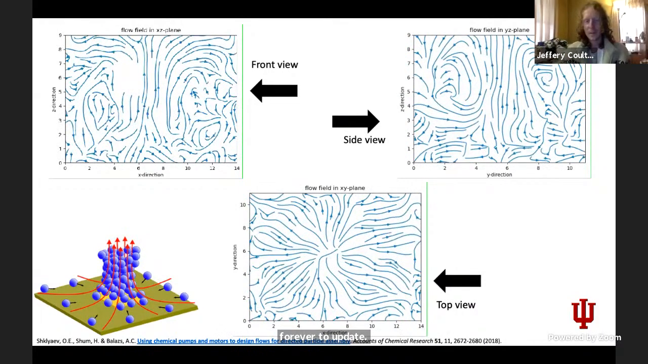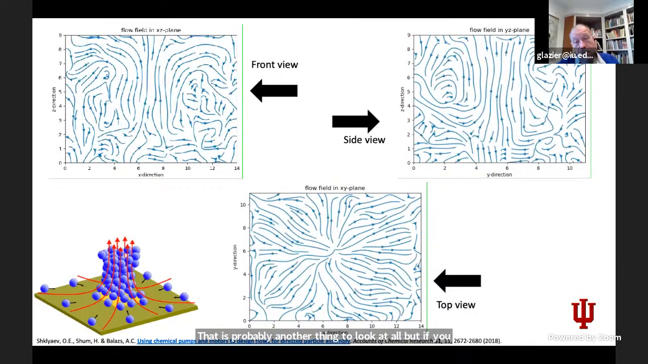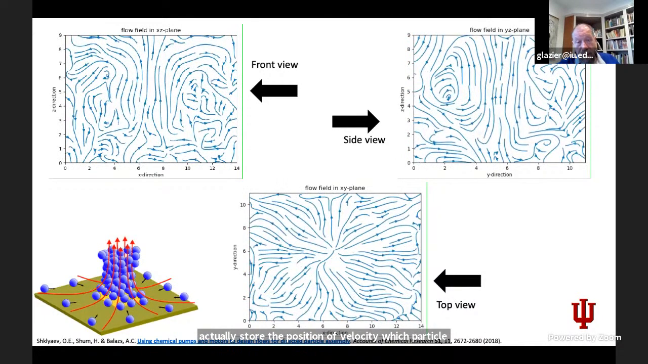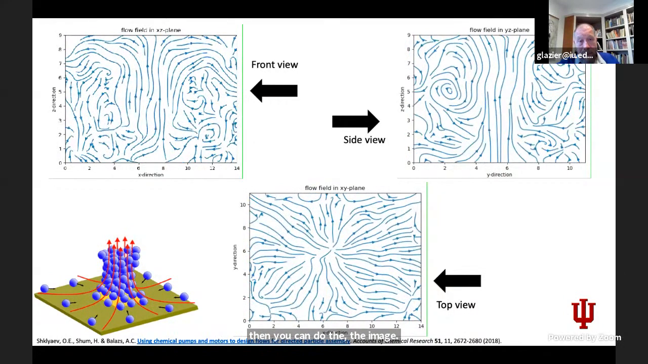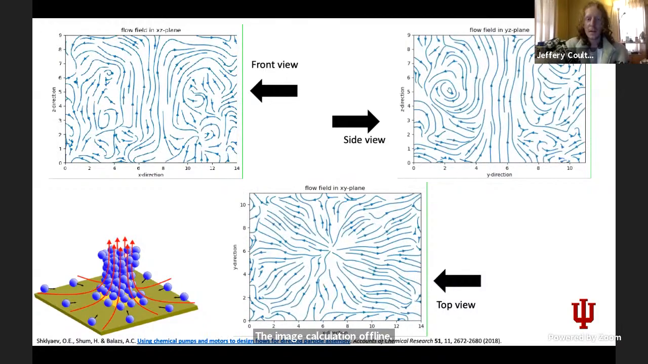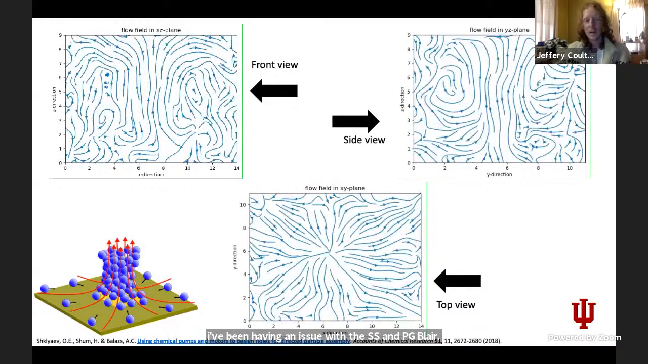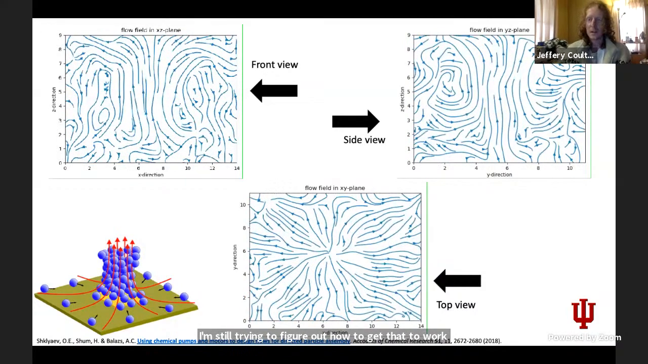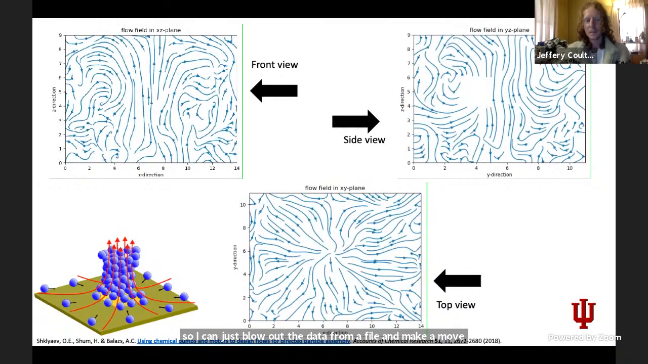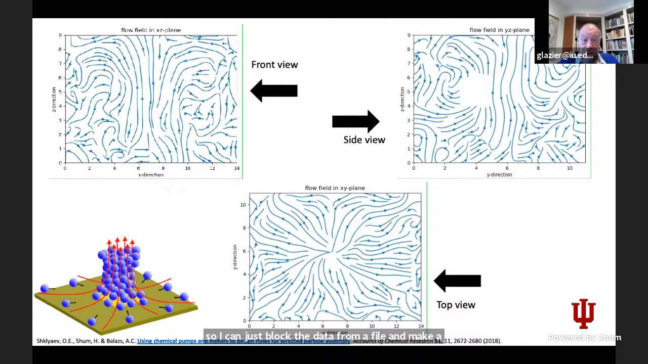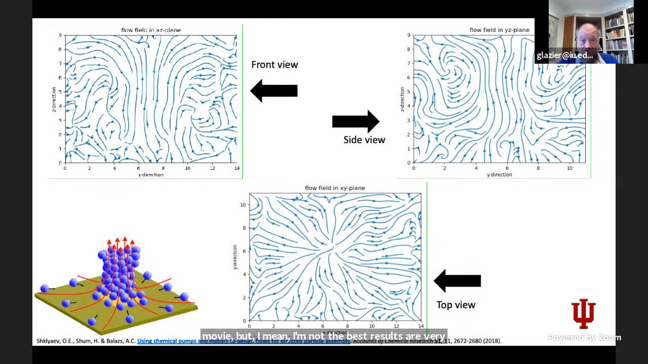Yeah. Well, if you actually store the position and velocity of each particle, then you can do the image calculation offline. Yeah, I've been having an issue with the FFmpeg layer. I'm still trying to figure out how to get that to work so I can just plot the data from a file and make a movie. But I mean, the base results are very good. I'm just thinking about ways of displaying them that might be a little bit clearer.